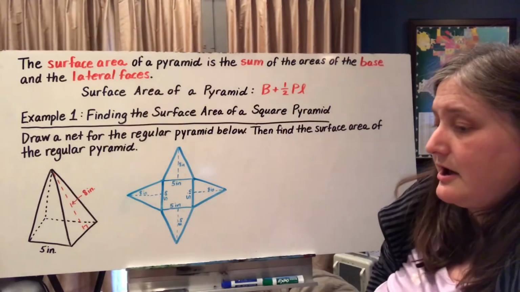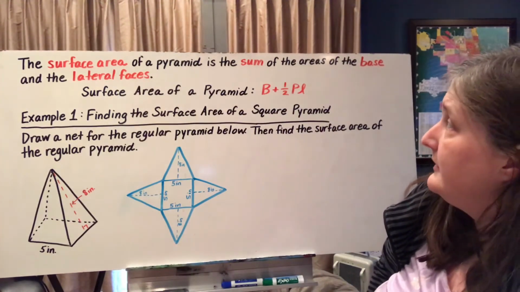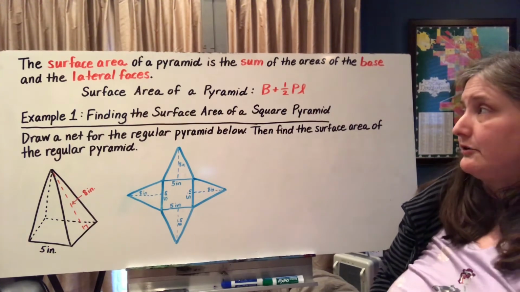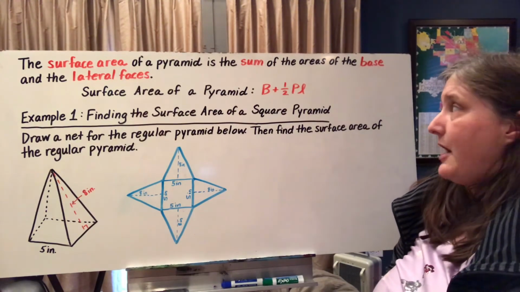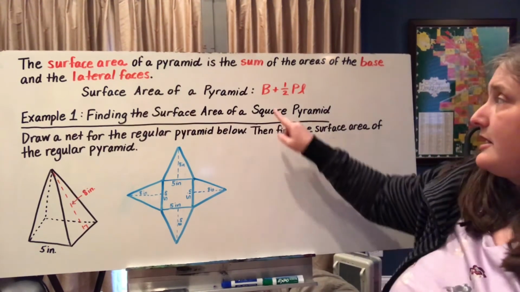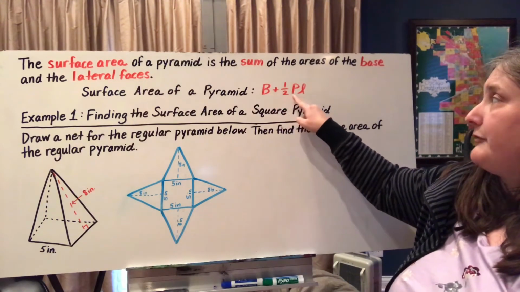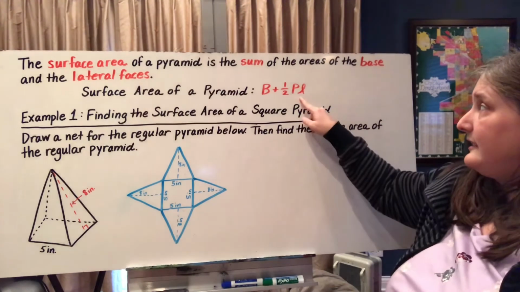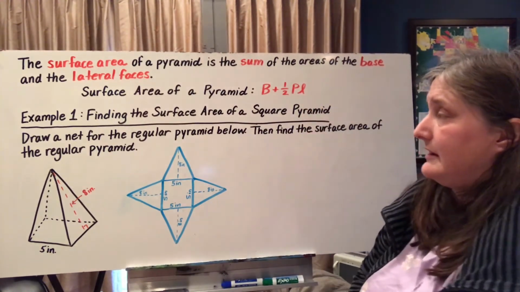The surface area of a pyramid is the sum of the areas of the base and all of your lateral faces, and can be found with the formula area of the base plus half the perimeter times the slant height. In this case, this L stands for the slant height.